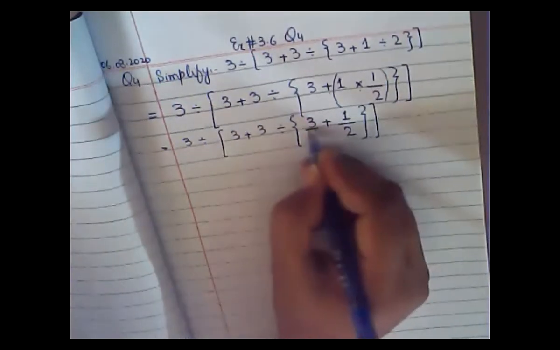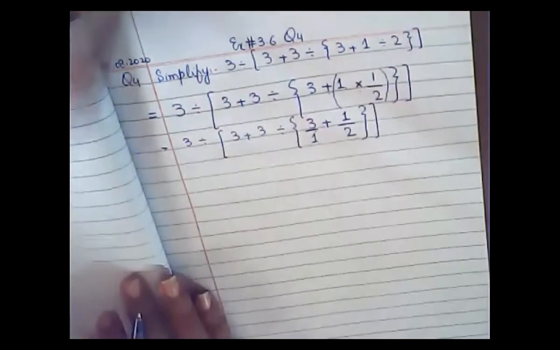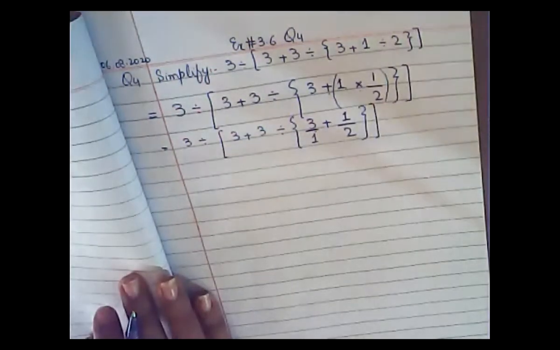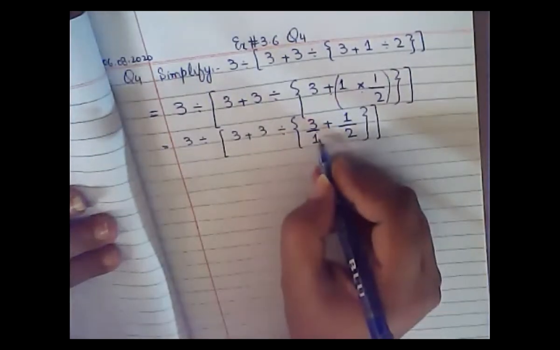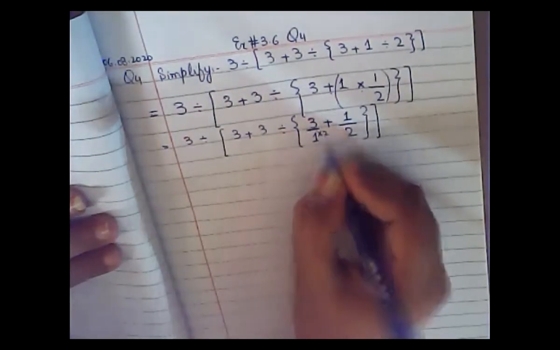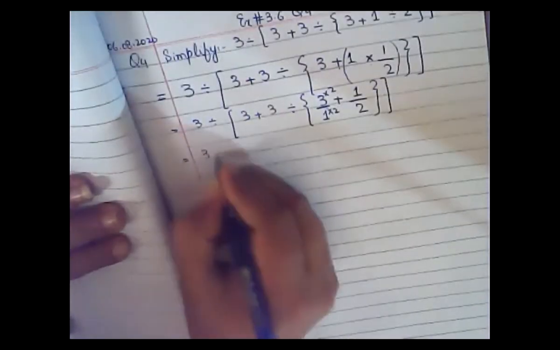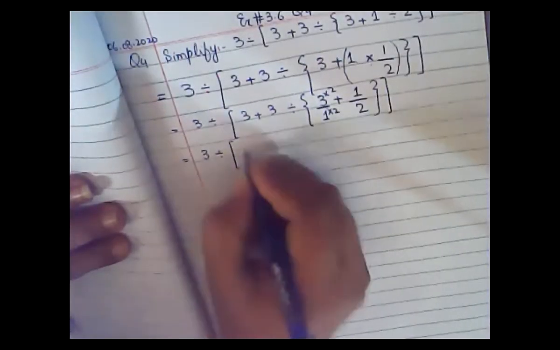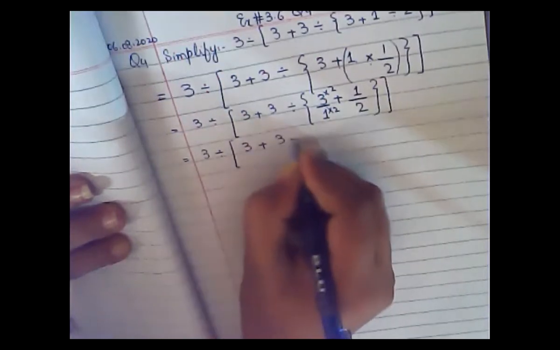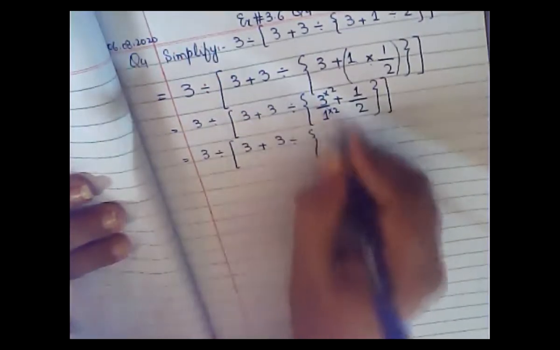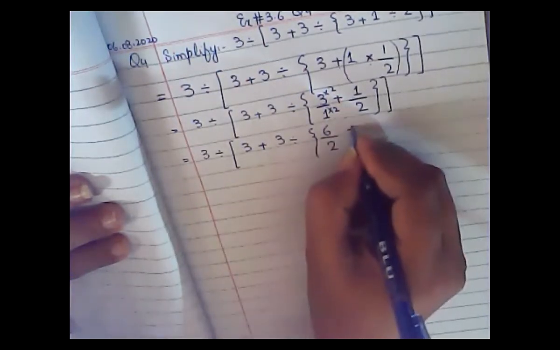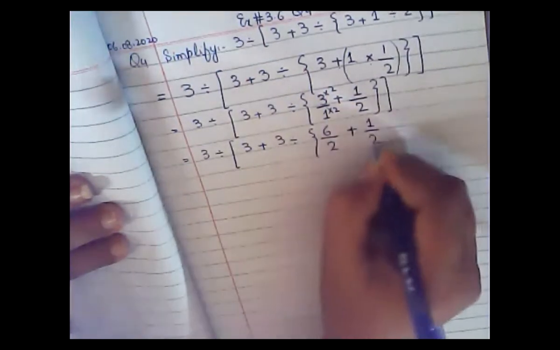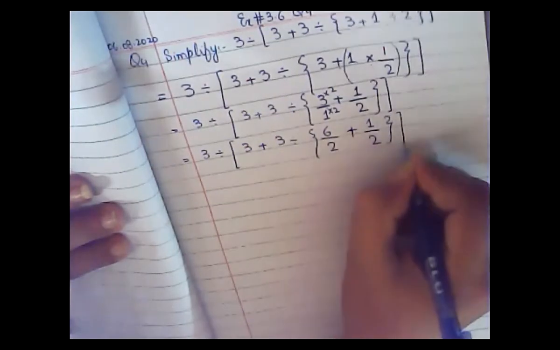So if nothing is written here, it means you will assume that your denominator here is 1. Before adding, you have to make your denominator common here. So you will simply multiply it by 2, and then in the next step you will write 3 divided by square bracket 3 plus 3 divided by curly bracket 3 multiplied by 2 is 6, 1 multiplied by 2 is 2, plus 1 upon 2 curly bracket and square bracket.